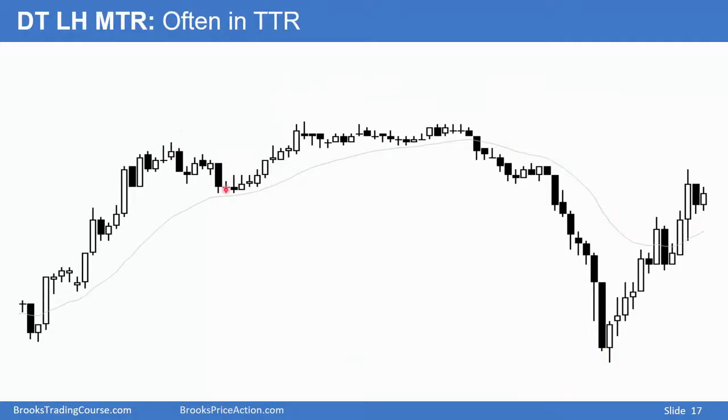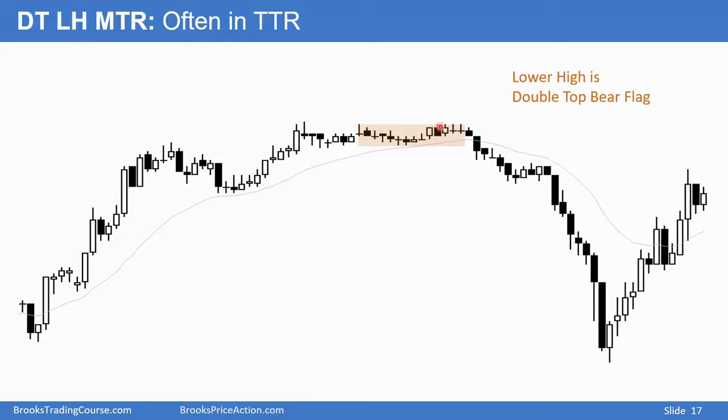A bull trend, a bear breakout, and then a high, and the high is followed by a tight trading range. Whenever you see a tight trading range after a potential top, always look for a double top within it, because that double top can be a double top that leads to a reversal down. Here, we have a high. This double top is slightly below that high. It could be slightly above. It could be exactly at that high.